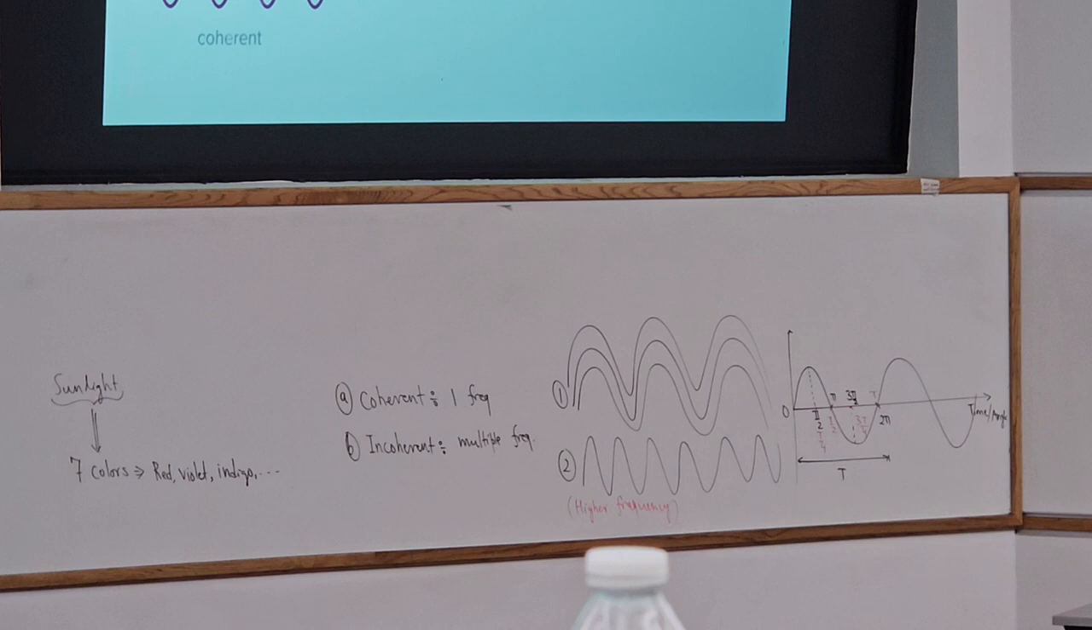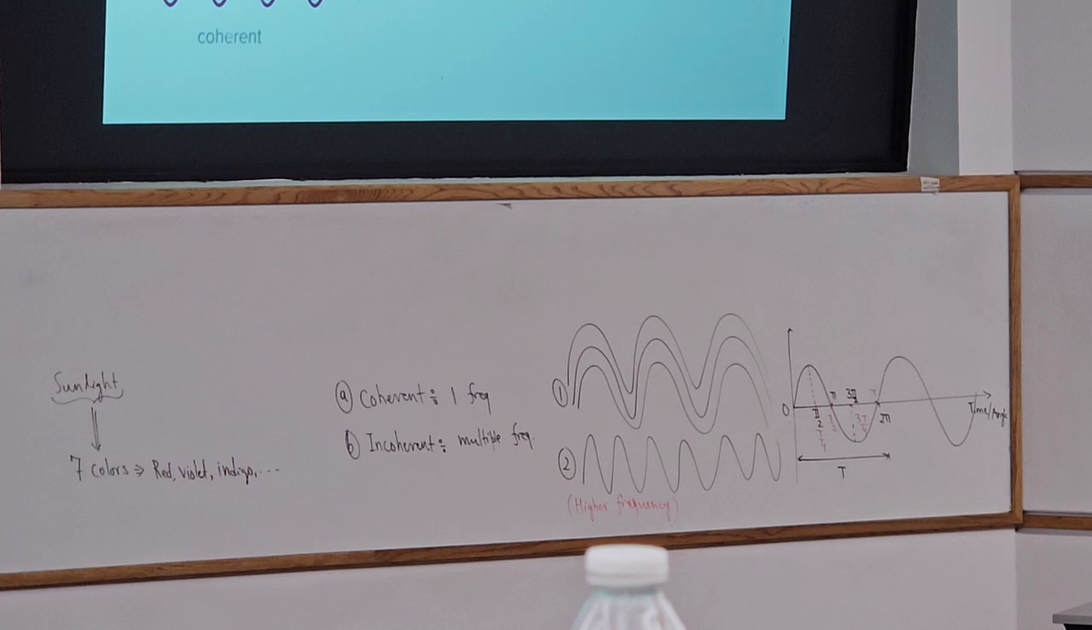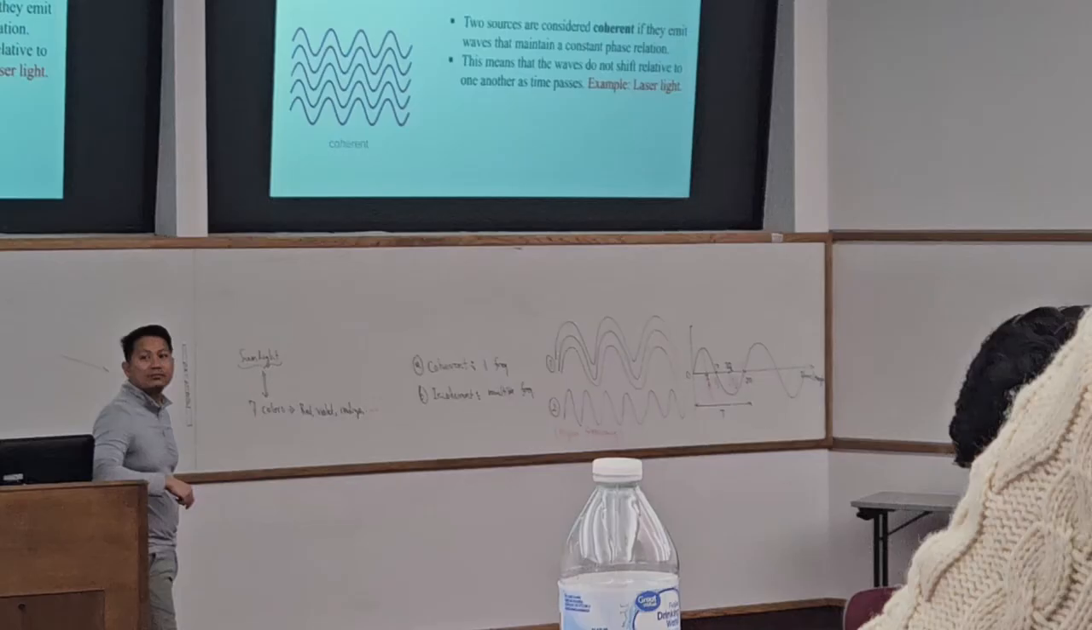And laser light, you can see this is the laser light over here. It's a green laser. It has only one frequency, and that kind of light source is called a coherent light source. Okay, so there are two kinds of light sources.